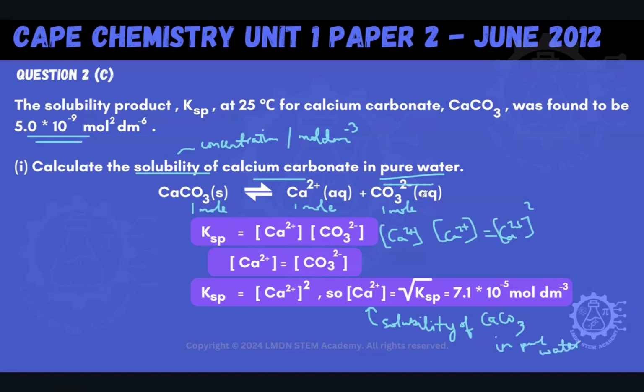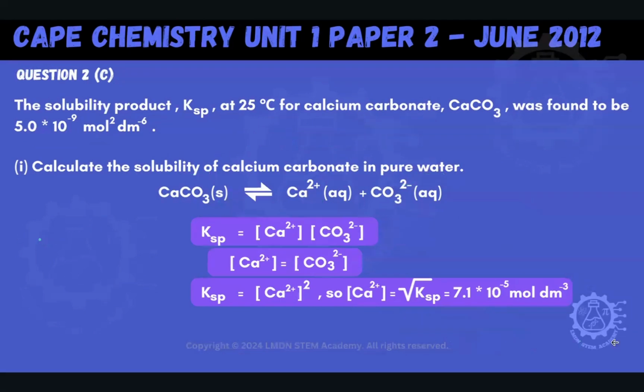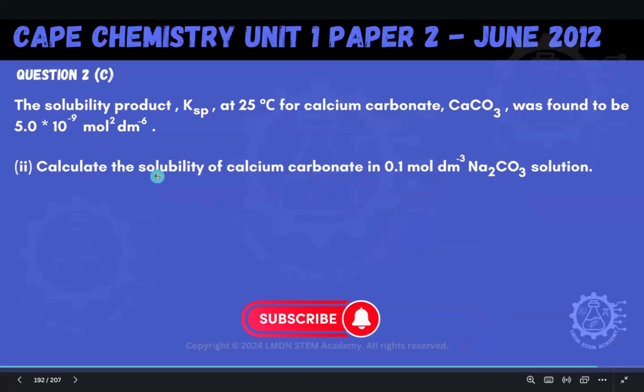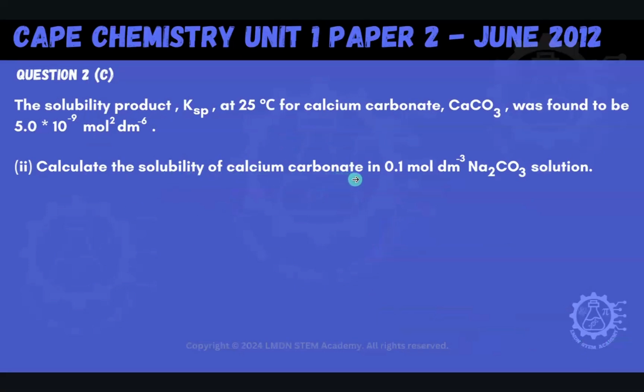And so we're going to move on now to the other part of this question. The other part says, calculate the solubility of calcium carbonate in 0.1 mole per dm cube of sodium bicarbonate, so Na2CO3. What's different here is what we're going to have to really zoom in on. What's different from when we were finding it in pure water? We're no longer in pure water now. The calcium carbonate is being dumped into what? Na2CO3 solution.